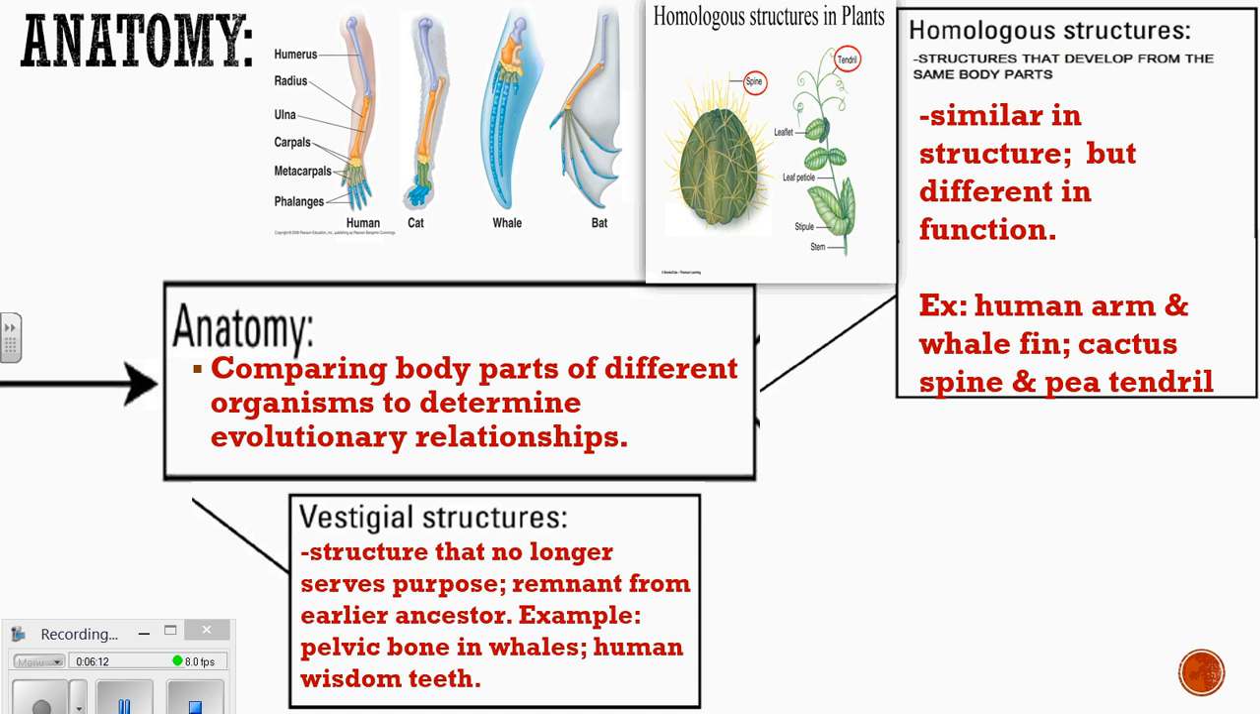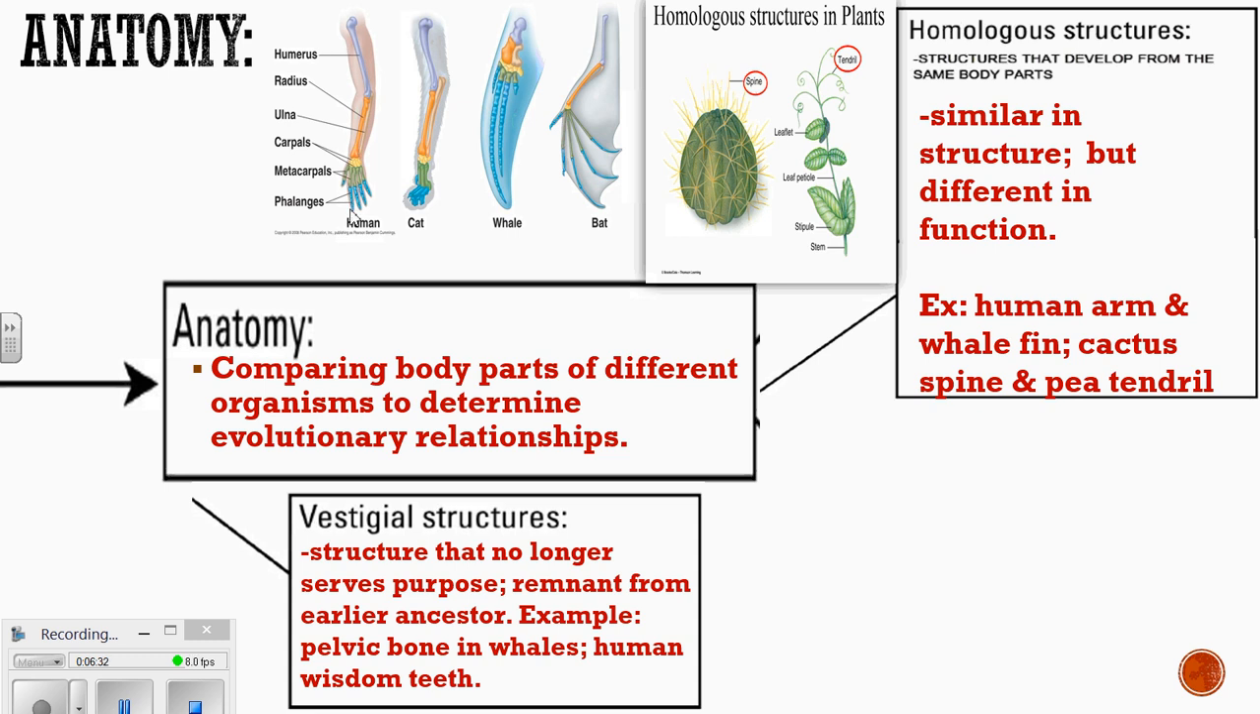Example: human arm and whale fin, cactus spine, and pea tendril. So let's take a look at this picture over here of the human arm and the whale fin. Similar in structure, but different in function.